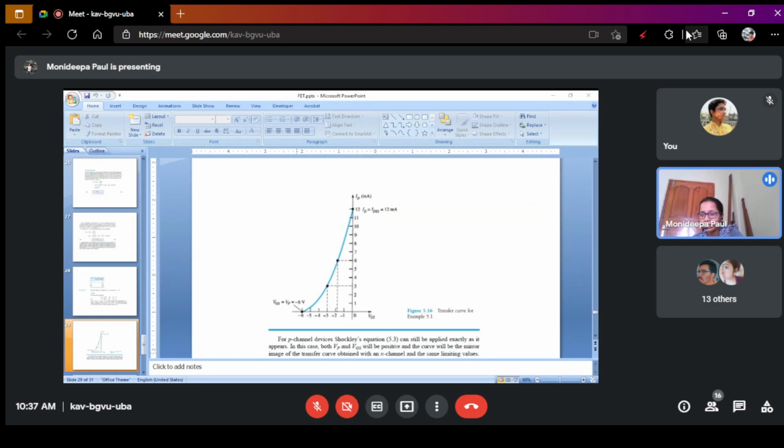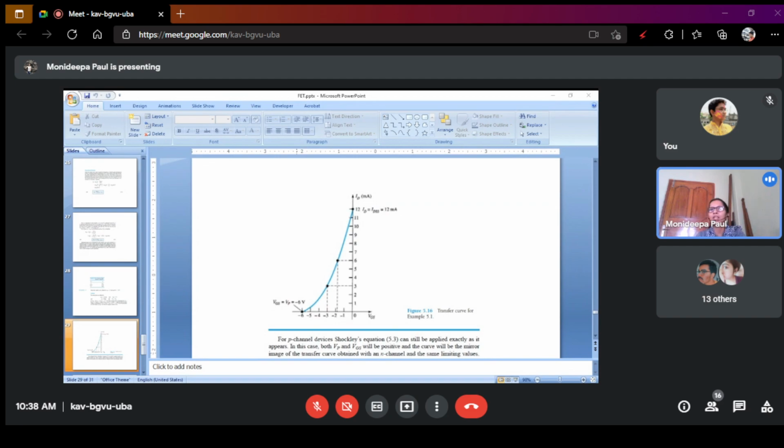How do you get the points? In this problem, only two things are given. One is the saturation current, another one is the pinch-off voltage. From these two conditions, you derive the 4 points which are required for plotting the transfer curve. So how do you derive them?